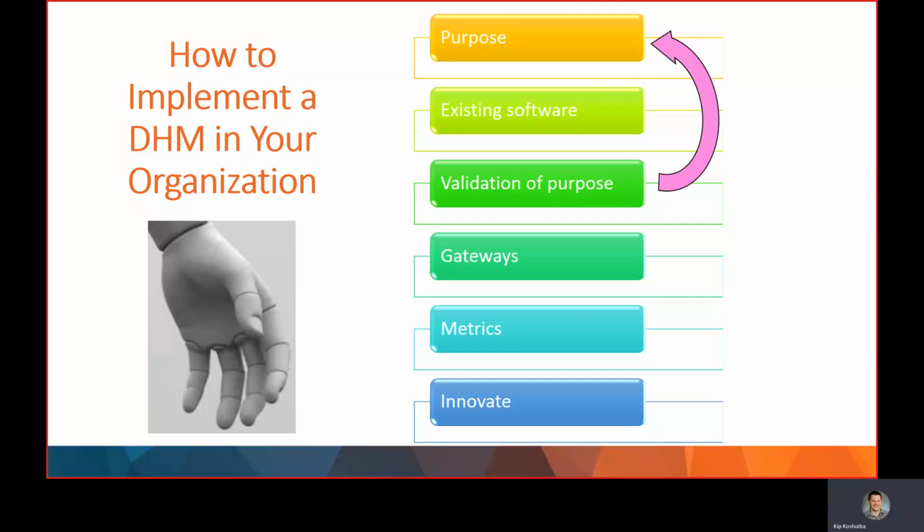Next, feed into existing metrics. Tie your purpose to corporate objectives and help everyone win. This also helps to track your success in a meaningful way.